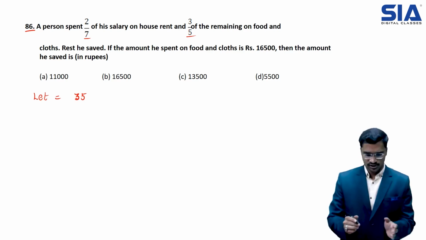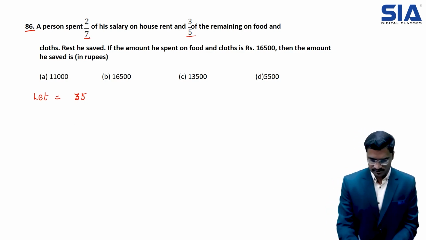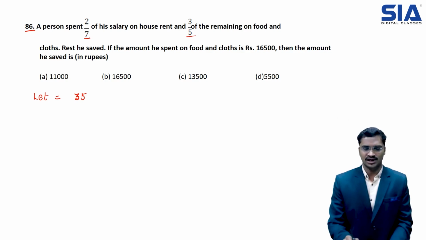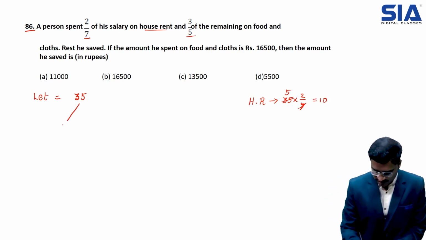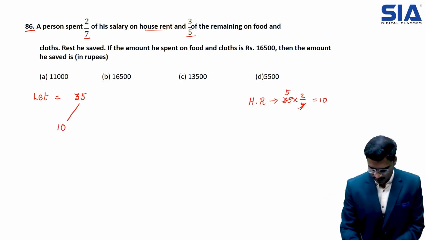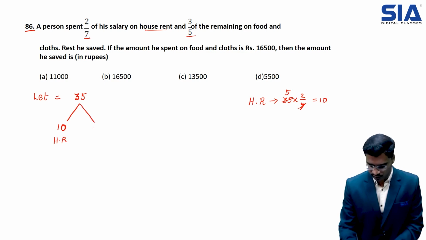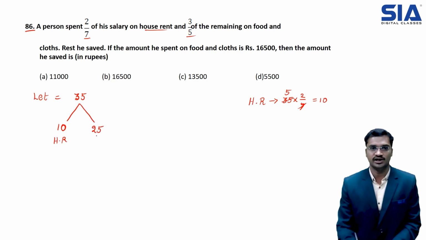Out of this 35, he is spending 2 by 7th of his salary on house rent. 5 7s are 35, 5 2s are 10. So out of this 35, he is spending 10 units, or 10 rupees, on house rent. And the remaining amount is 25 rupees.